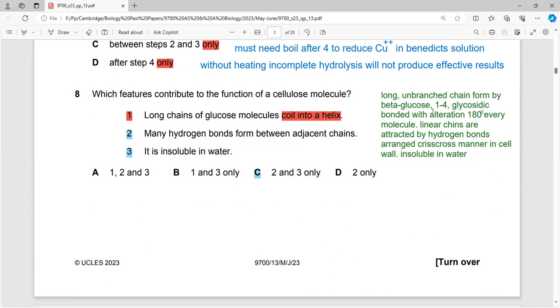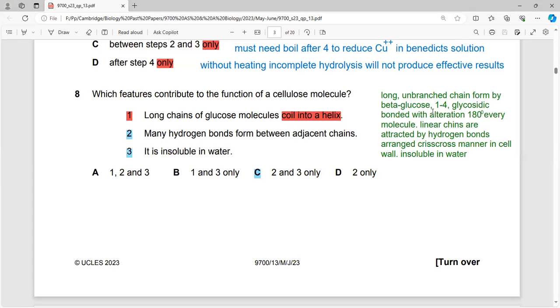The question number 8: which feature contributes to the function of the cellulose molecule? That's a knowledge-based question. You should know the characteristics of cellulose. Cellulose is a long, unbranched, linear chain formed from beta glucose linked by 1,4 glycosidic bonds. Every molecule of beta glucose has a 180-degree alternation, meaning up and down. These linear chain molecules are attached by hydrogen bonds, and it is insoluble in water. This type of general information, you should know for solving this question.